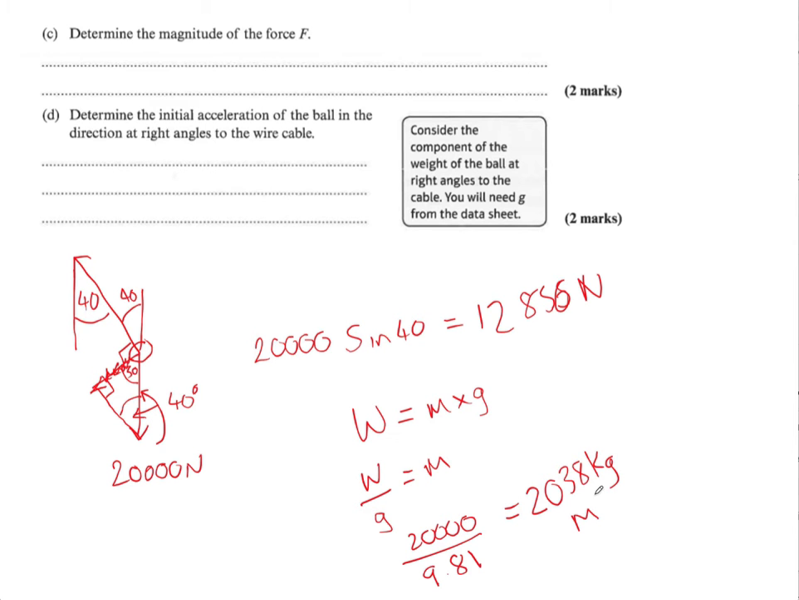Okay, here's our mass. Here's our force. So the acceleration, using Newton's second law, is force divided by mass. The force is 12,856 divided by 2,038, and when you put those numbers in the calculator, you get an answer of 6.3 meters per second squared, because it's acceleration.